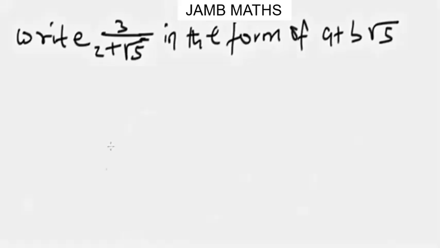What if you are given this math question under surds? Now look at this question. Feel free to pause the video and see if you can attempt it. It says write 3 over 2 plus root 5 in the form of a plus b root 5. Feel free to pause the video and see if you can attempt it.